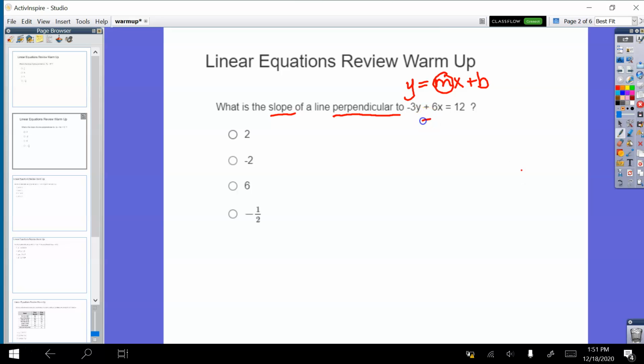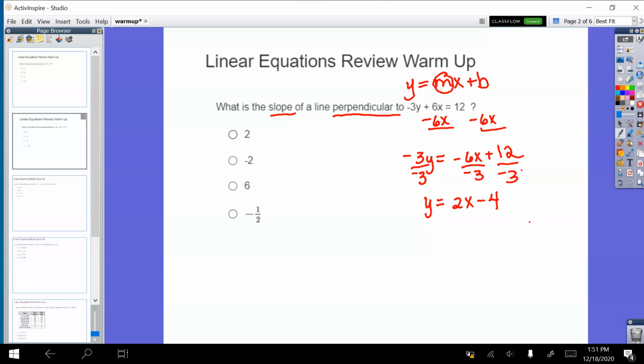And we're going to do it first by subtracting 6x from both sides of the equation. When we do that, we end up with negative 3y is equal to negative 6x plus 12. And then to get y by itself, we're just going to divide both sides by the negative 3. Now I'm going to split out the terms to make it easier to simplify. So I end up with y is equal to negative 6 divided by negative 3 is positive 2x, and then 12 divided by negative 3 is negative 4.